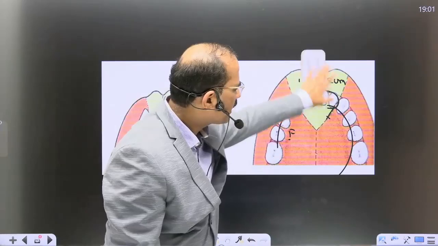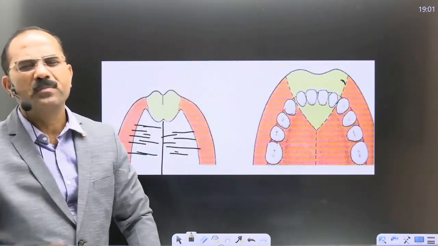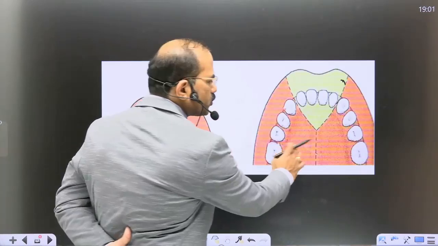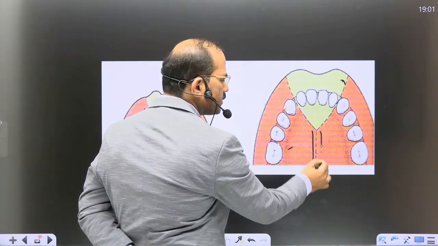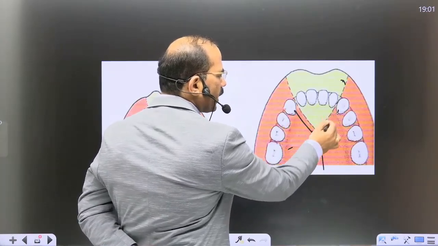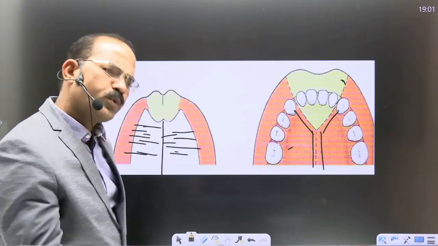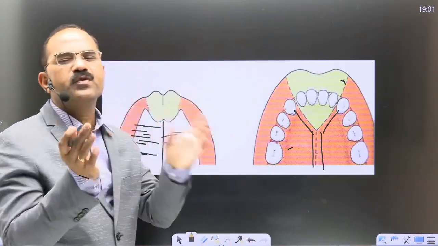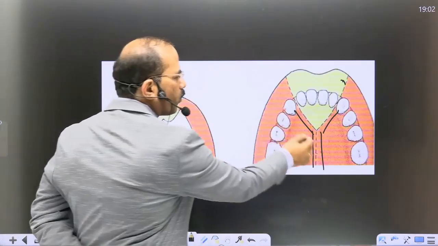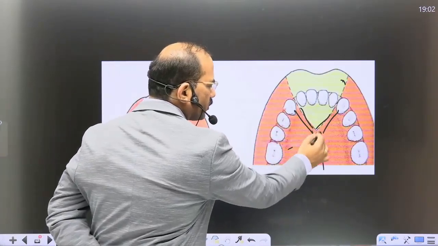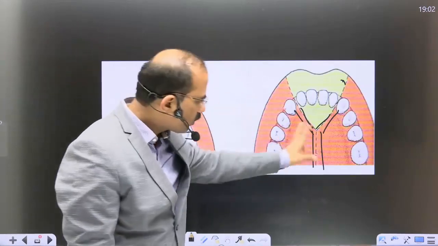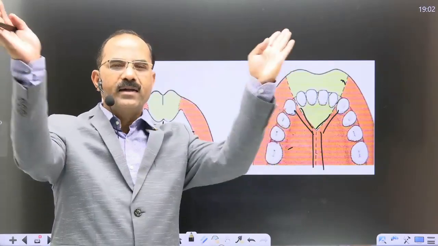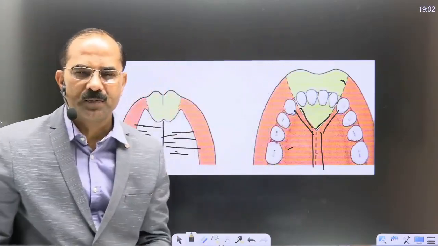But again, there can be complications here. Suppose the two palatine processes do not fuse with each other, and they do not fuse with the primary palate. We get a Y-shaped defect. Are you able to follow this? This is the Y-shaped defect. If the two palatine processes do not fuse with each other and the primary palate, it's a Y-shaped defect.